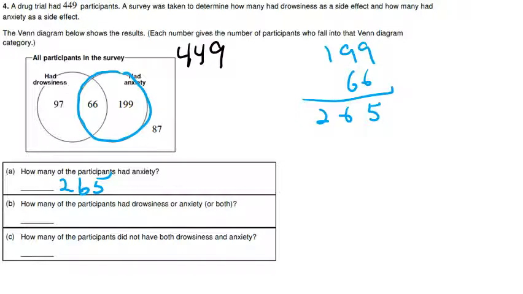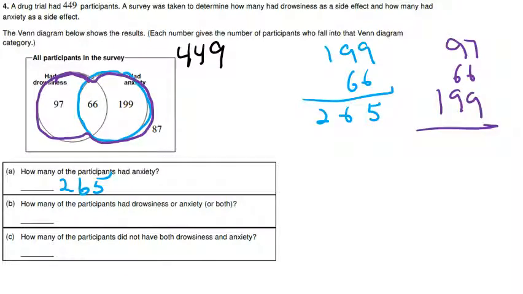All right. How many people had drowsiness or anxiety? So drowsiness or anxiety, you have to be in one of the two circles. It doesn't matter which one. So we know there are 97 there, 66, and 199. And we know we're not double counting because, again, an element belongs in only one particular region, right? So the total there is 362.